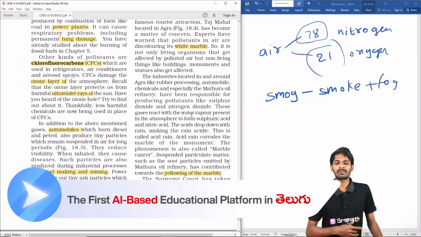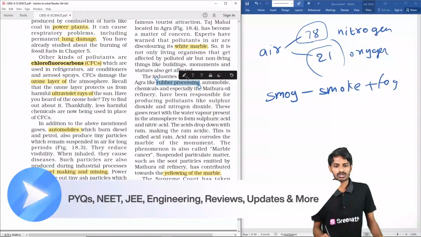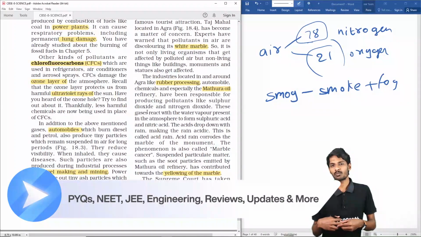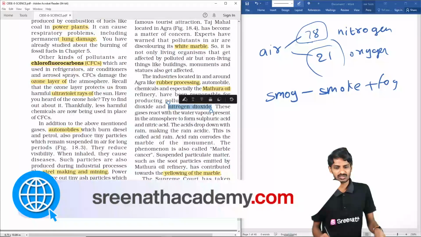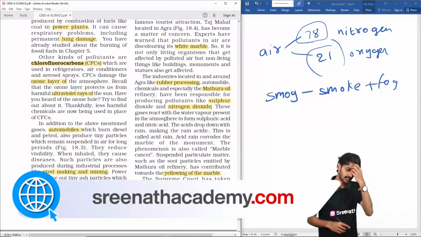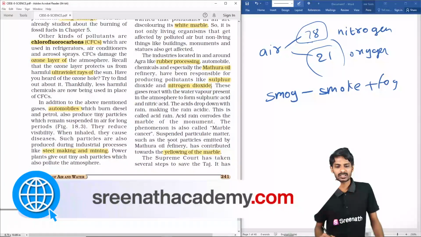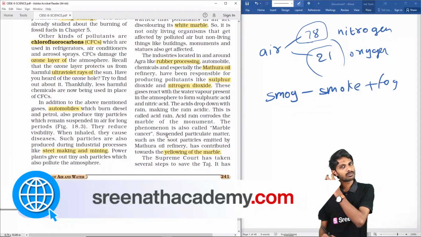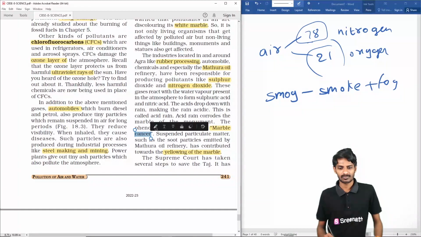Why is this happening? The industries around Agra, mainly the rubber processing and automobile chemicals, and especially the Mathura oil refinery, are responsible for pollutants like sulfur dioxide and nitrogen dioxide released into the air. These get into the water vapor and are converted into acid rain. So these cause the marbles to lose their shine. Finally, this is called marble cancer. That is what is happening, students.